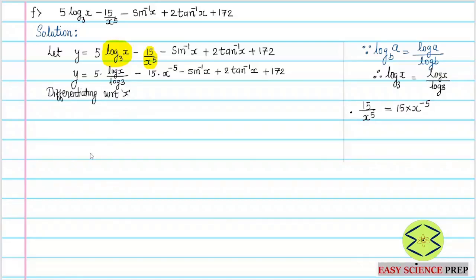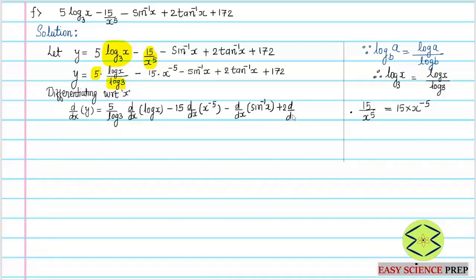Differentiate with respect to x. If we differentiate with respect to x, we know that we will introduce a d by dx term to each and every term of the function. Now if you look here, 5 and log 3 are constant. This 5 and this denominator log 3 are constant, so I can take them out of the differentiation and only apply differentiation to log of x. 15 is constant again, so differentiation of x raised to minus 5, minus differentiation of sine inverse of x. 2 is constant, differentiation of tan inverse of x, and 170 is a constant term. Remember, there is no variable term involved, so I will directly apply differentiation to it. So it is plus differentiation of 170. So let's see what we can get here.